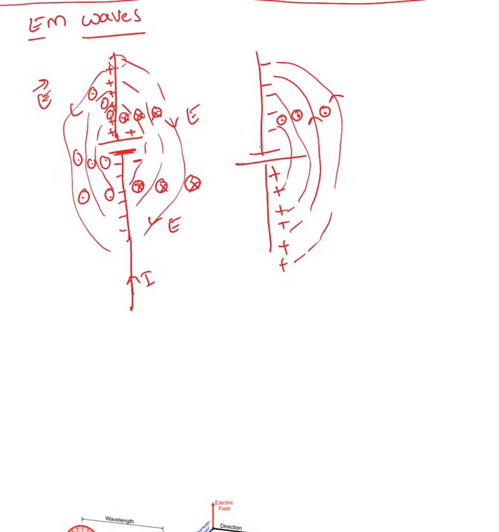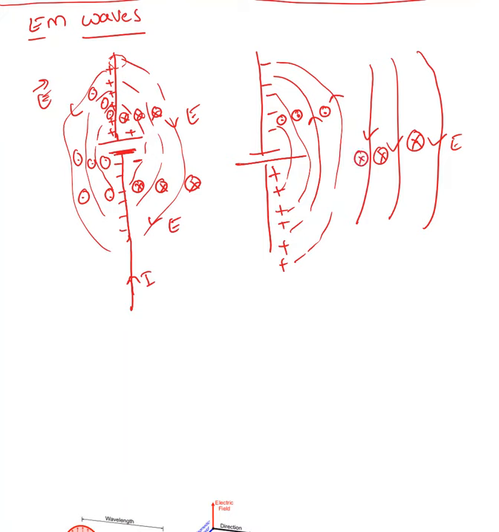Now when I switch it, what happened to the previous field? The previous field is going to move away. When it moves away, I still have this: here is my electric field, here is my magnetic field. This is my electric and magnetic. I just drew a couple of lines, but there are more.